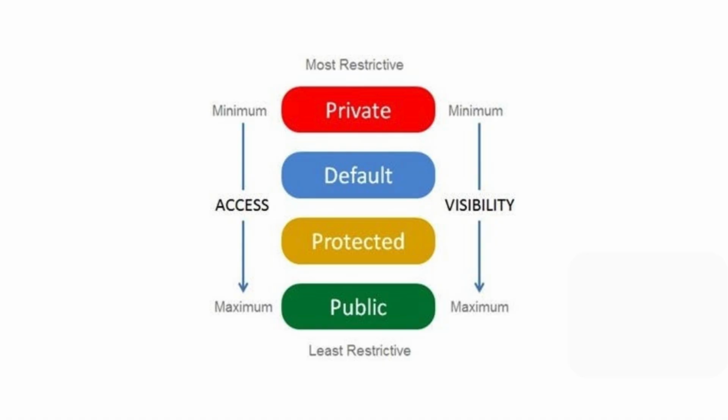Access modifiers in object-oriented programming are keywords used to set the visibility and accessibility of class members, including the attributes and methods. They play a crucial role in encapsulation by controlling how and where class members can be accessed. The most common access modifiers are public, protected, and private.